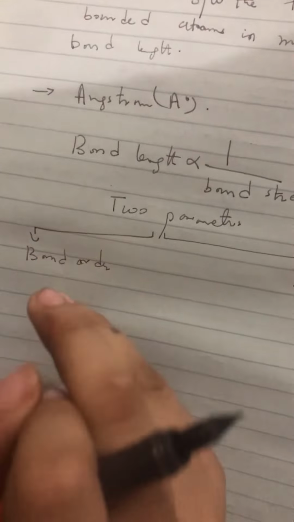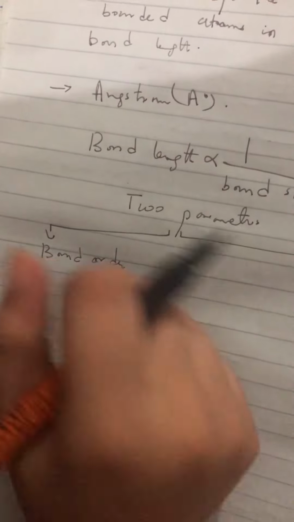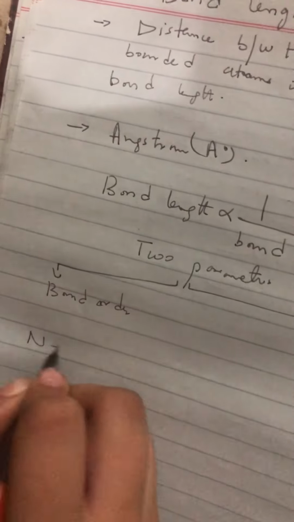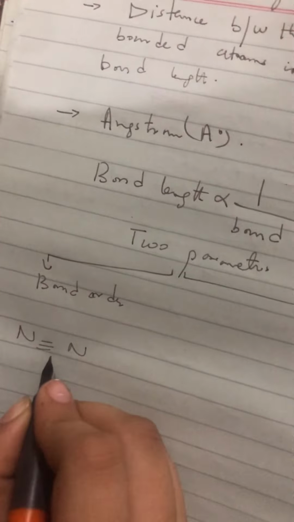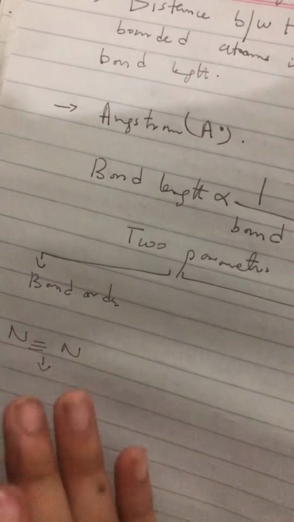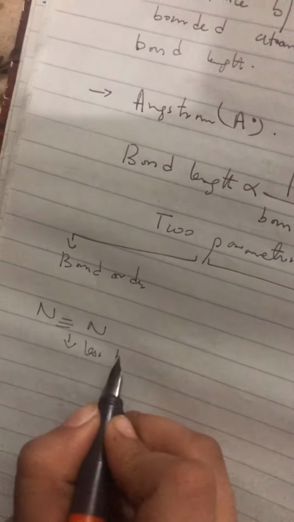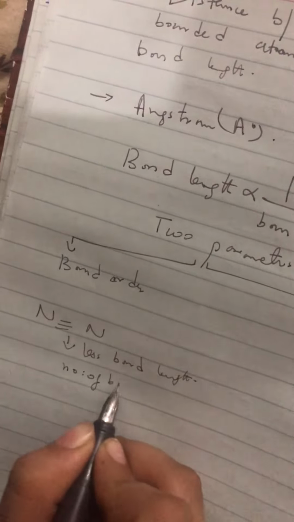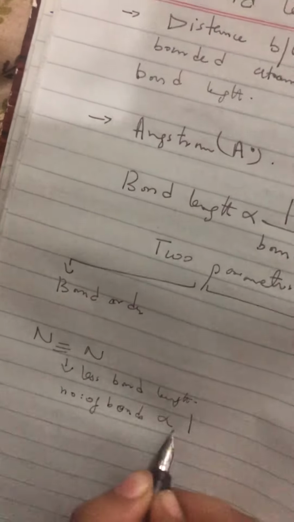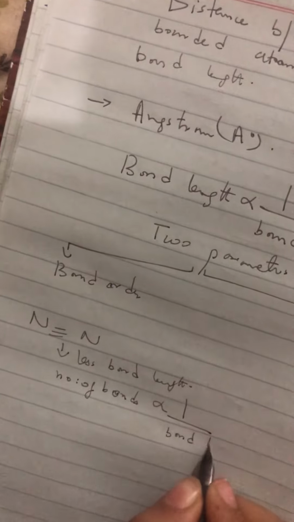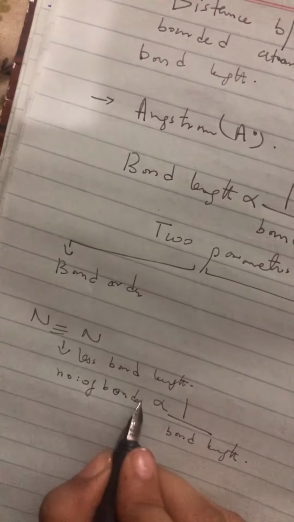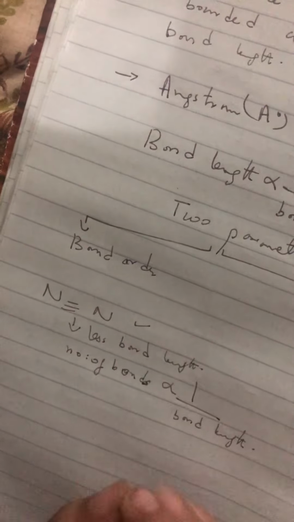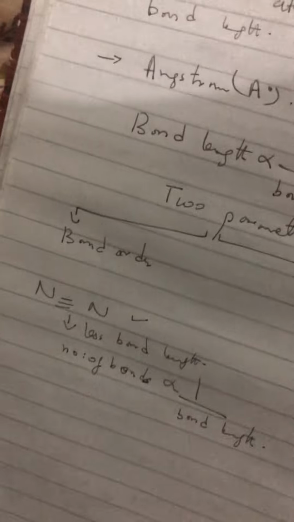Now what is bond order? The number of bonds is inversely proportional to the bond length. For example, nitrogen has 3 bonds, so it will have a lower bond length. If there are more bonds, there will be a low bond length.